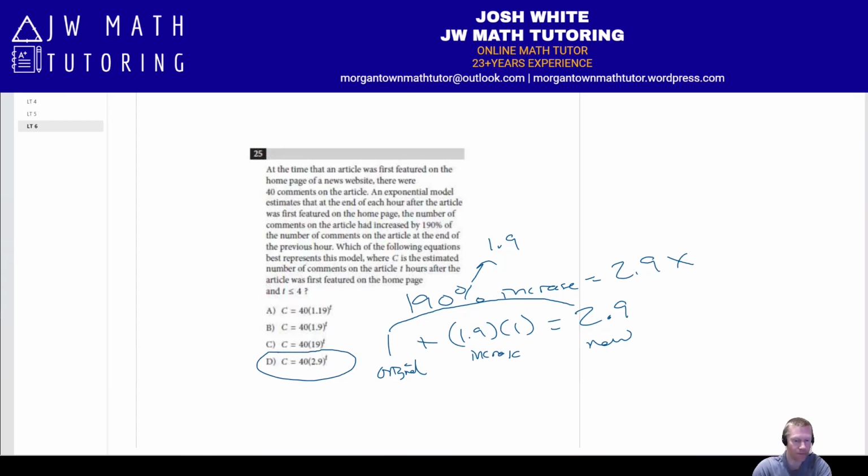And again, if you think about the way an exponential function is set up, the general form is a times 1 plus or minus r, to the t. r is your growth rate or your decline or decay rate. In this case, it's 190%, but you convert it to a decimal, which is 1.9. It's the same exact work. That's why it simplifies to 2.9, and the correct answer is letter D.